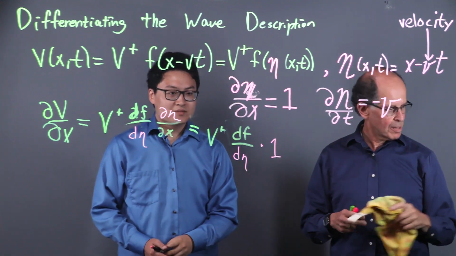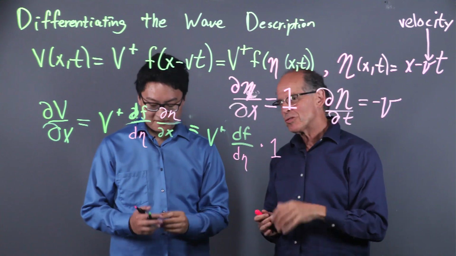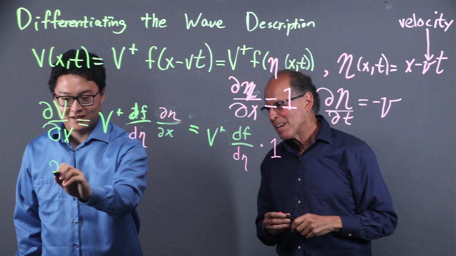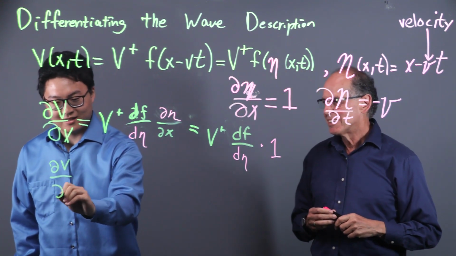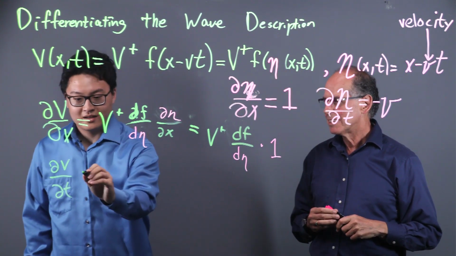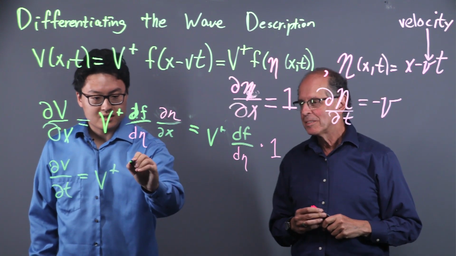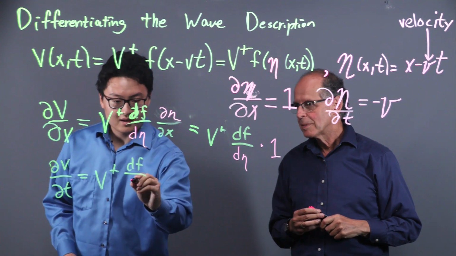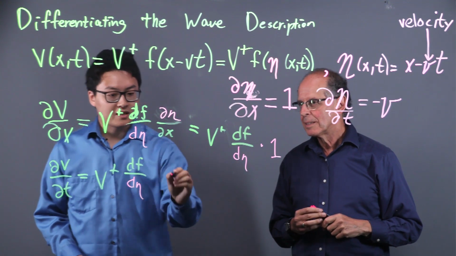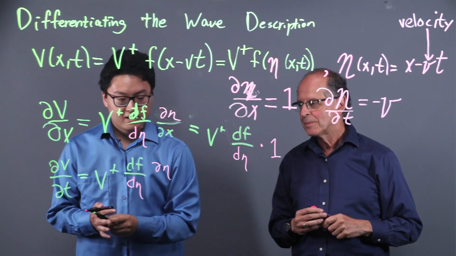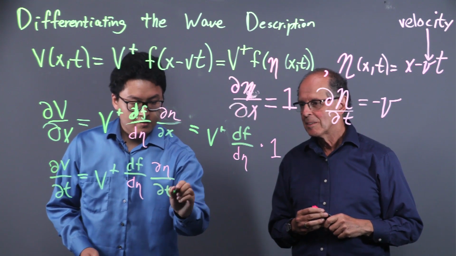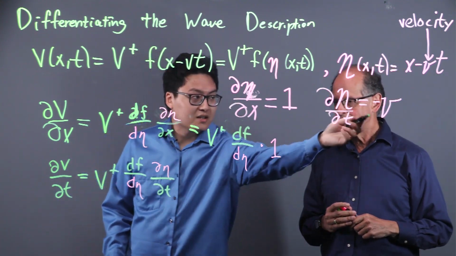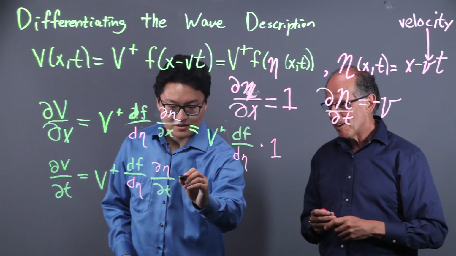Okay, great. Now, I'm going to let you do the next one totally solo. dv dt is v plus, again, df d eta, and this time d eta dt, which we already know as well. So substitute this with a negative v. So go ahead, put it all together.